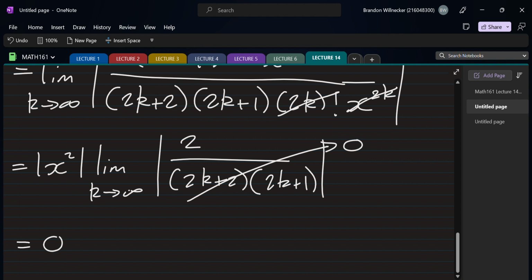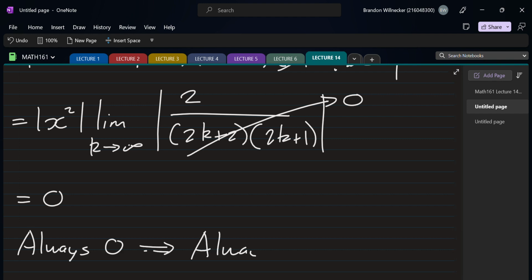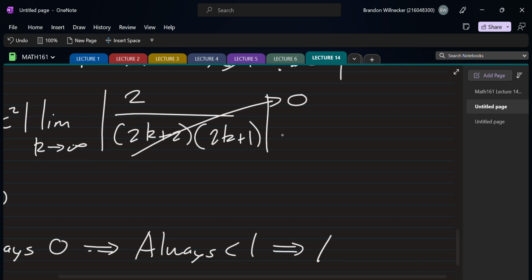Since it's always 0, it means it's always less than 1. So it always converges. So always 0, always less than 1. So finally, it always converges.